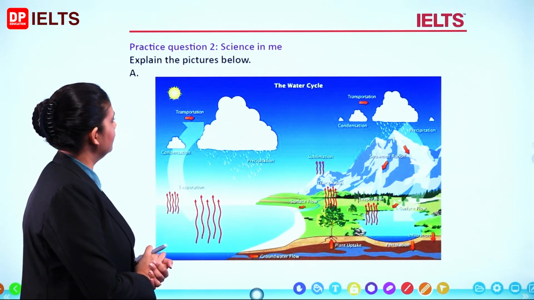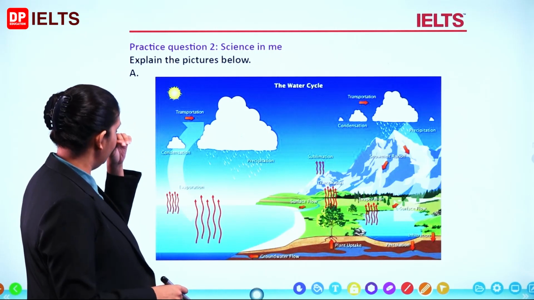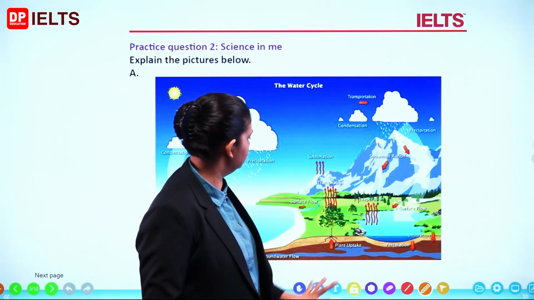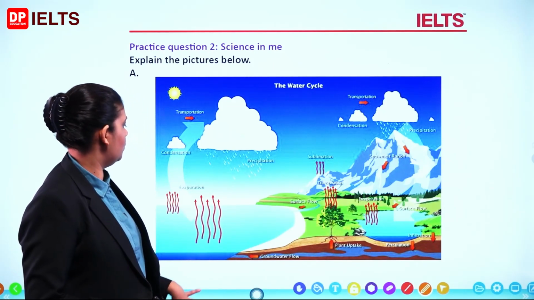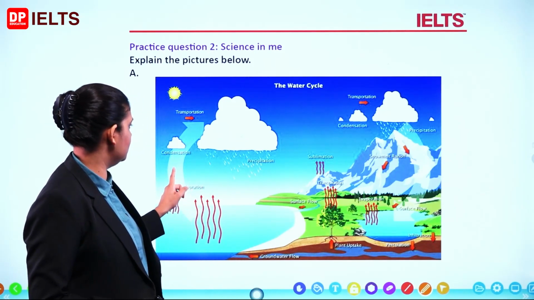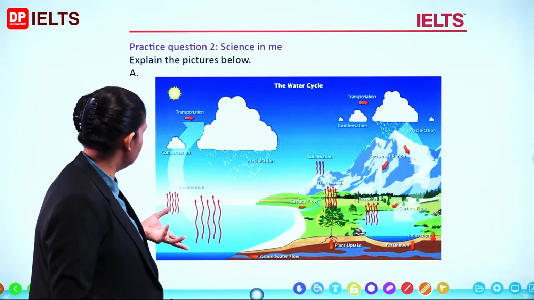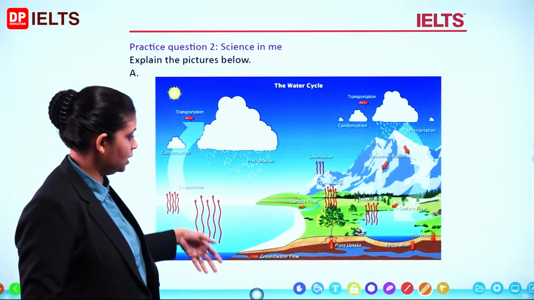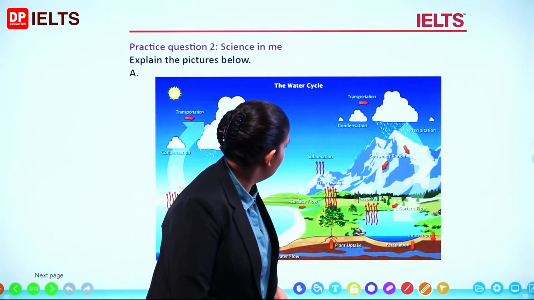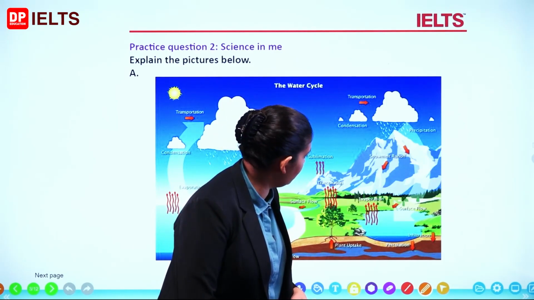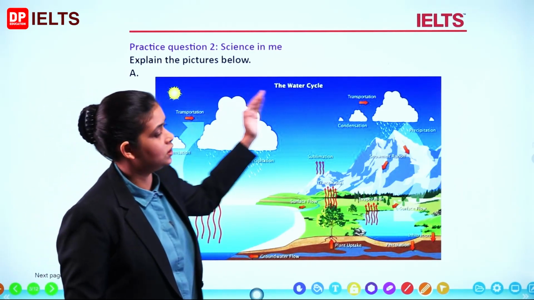Science in me, right? Explain the pictures below. So here you have the water cycle, right? Where you have the water evaporating, condensation, precipitation, transportation, right? You have the plant's uptake, right? Sublimation, so evaporation and the surface flow, right? So here you have the water cycle.